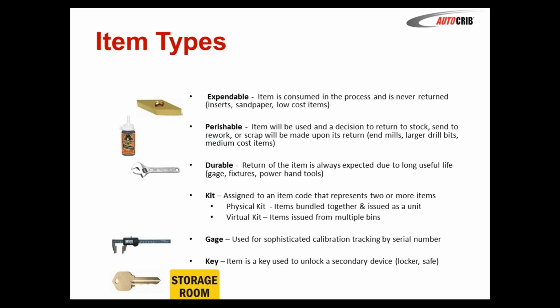You also have the option of creating a kit type item. The kit item will be assigned to an item code that represents 2 or more items. And there are 2 options for kits. We have physical kits, which are items that are going to be bundled together and issued as a unit from one bin. The virtual kit includes items issued from multiple bins. So when a virtual kit is issued, the individual kit components are pulled from the individual bins as opposed to a physical kit where all items are built or assembled together and are issued out from one bin. Now, the components for your kits are going to be set up in the Kit tab.